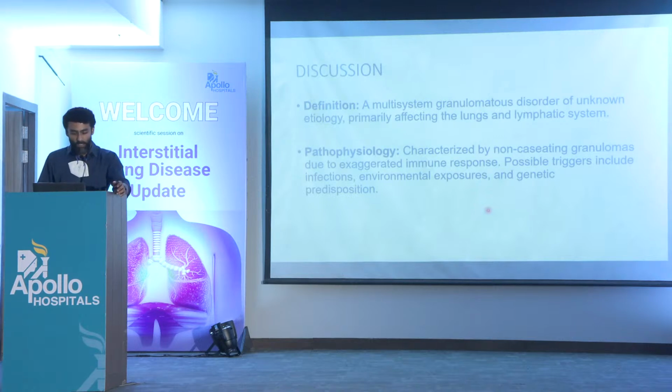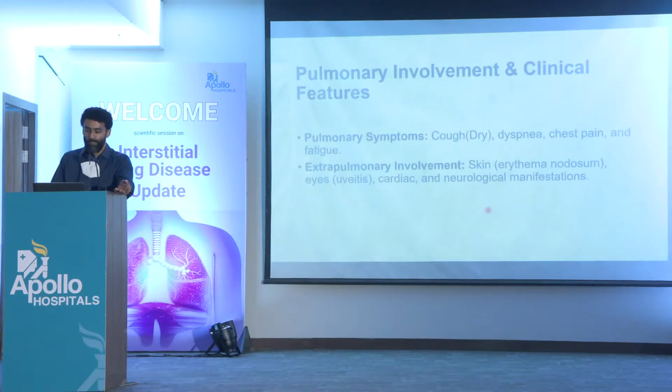So just a bit on sarcoid. Sarcoid is a multi-system granulomatous disorder of unknown etiology, which primarily affects the lung and the lymphatic system. It is characterized by non-caseating granulomas due to an exaggerated immune response. Possible triggers include infection, environmental exposure, and genetic predisposition, or a mixture of all 3. There can be pulmonary and extrapulmonary involvement. Pulmonary involvement predominantly occurs in the form of cough, which is mostly dry, breathlessness, and chest pain with fatigue. Extrapulmonary involvement, again, can affect all systems, starting from skin, with manifestations like erythema nodosum, eye with uveitis, cardiac with arrhythmias and heart blocks, and neurological manifestations are also heard of.